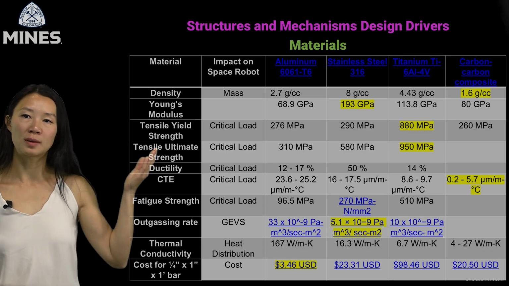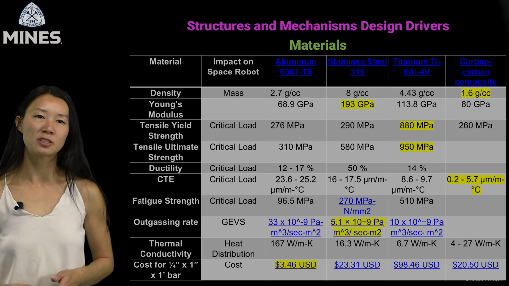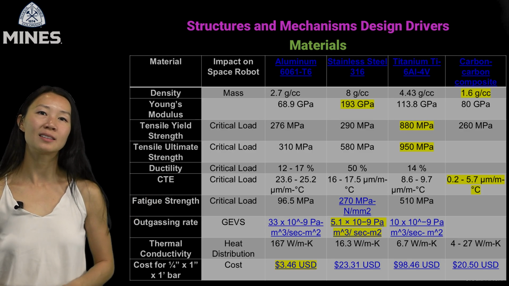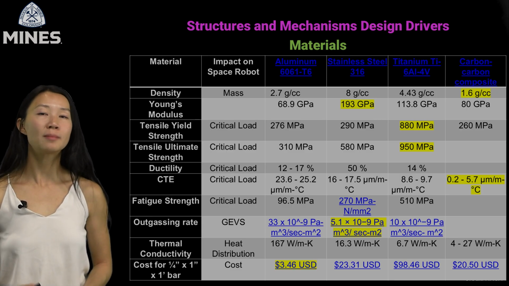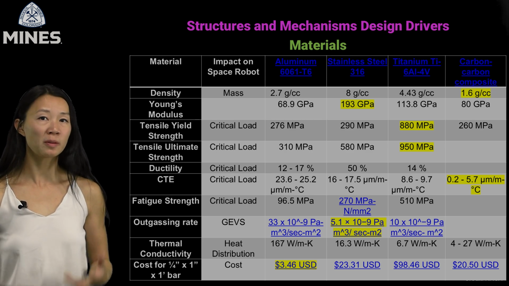Strength comes in 2 forms: tensile yield strength and tensile ultimate strength. For yield strength, this tells us when plastic deformation begins. Titanium is the top performing here at 880 megapascals. For ultimate strength, titanium again wins at 950 megapascals, nearly triple that of aluminum.